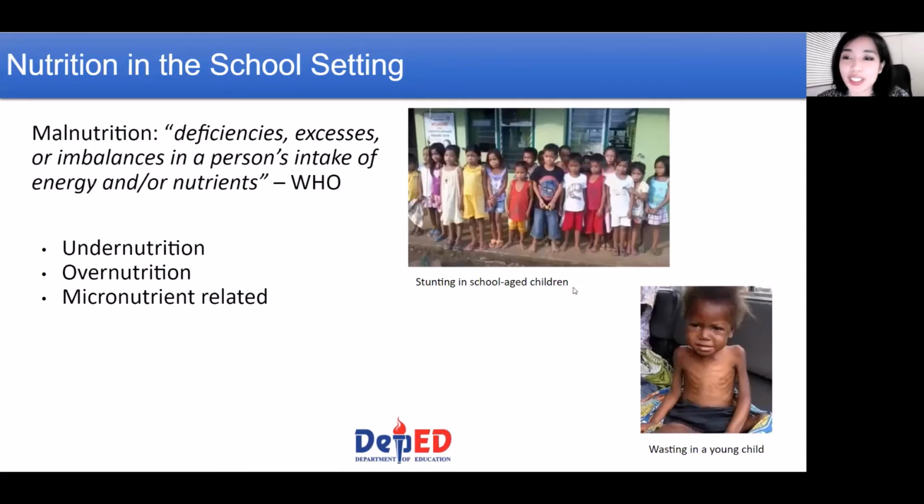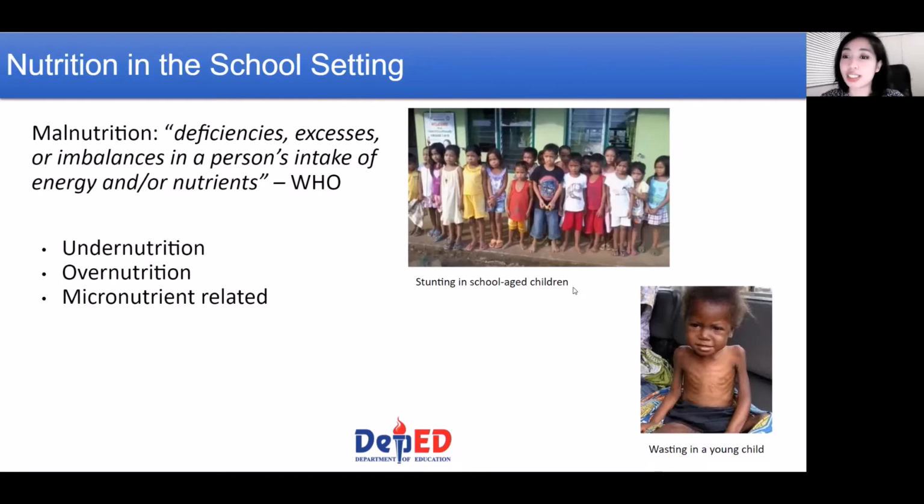So malnutrition is defined by the World Health Organization as deficiencies, excesses, or imbalance in a person's intake of energy and/or nutrients. There are three broad categories of malnutrition, namely undernutrition, including stunting, underweight, and wasting; overnutrition, including overweight and obesity; and micronutrient-related malnutrition, which involves iron deficiency, anemia, etc.